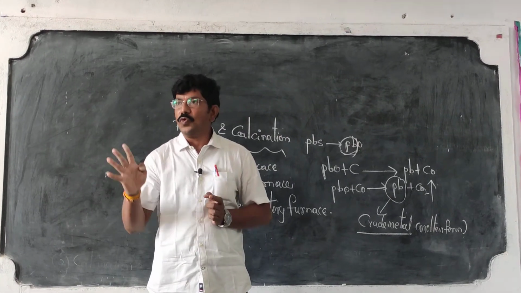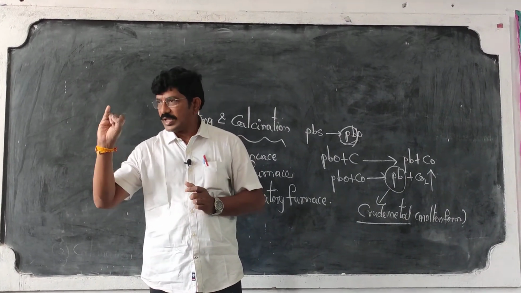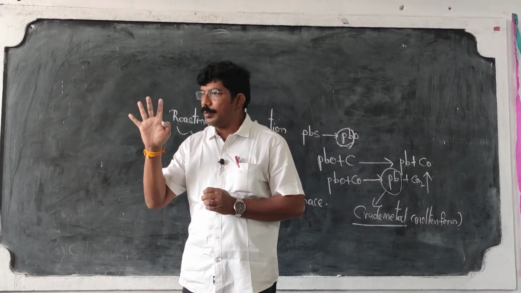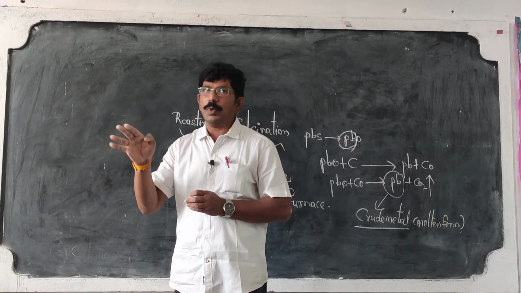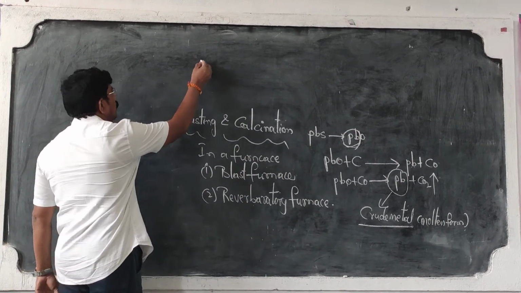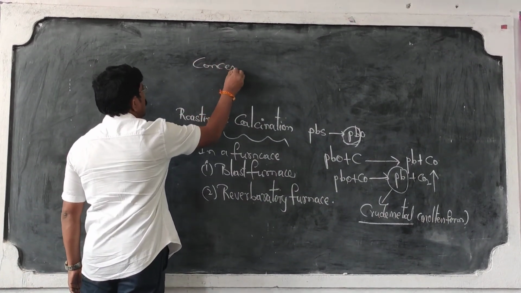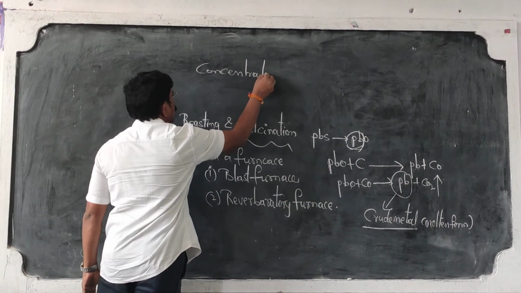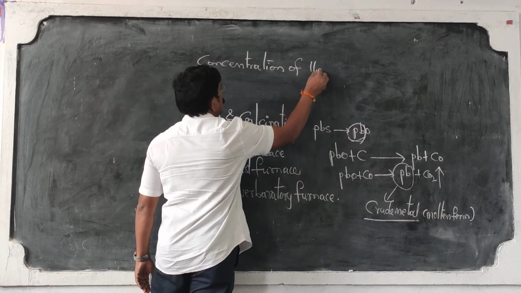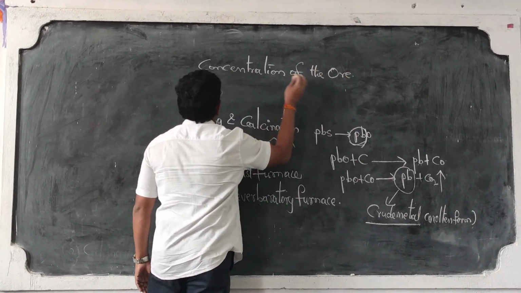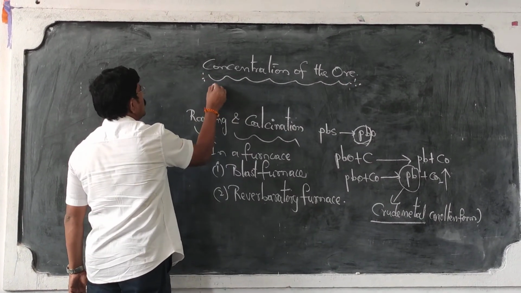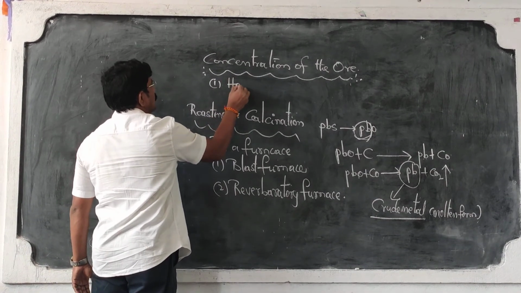There are 4 techniques in the first process. What is the first process? Dressing the ore, or concentration of the ore. What are the 4 methods we use for concentration of the ore? We will discuss in detail in the next class, but make a note of this. Concentration of the ore involves 4 methods. One is hand picking.